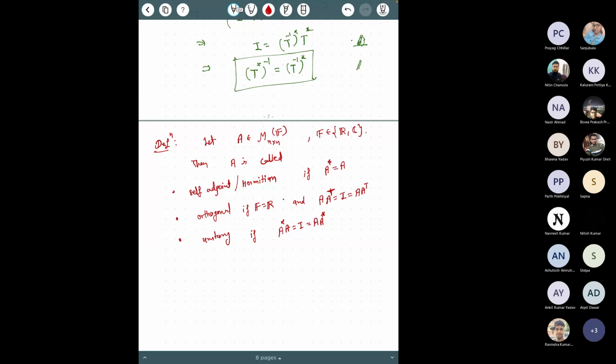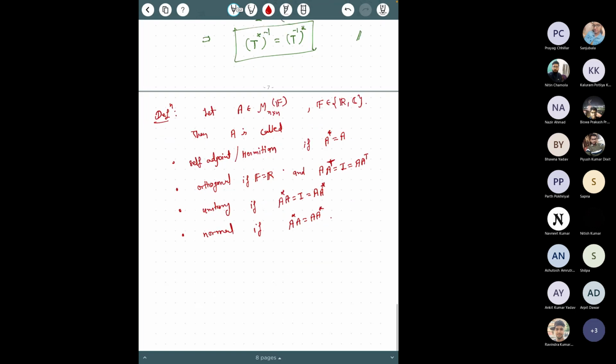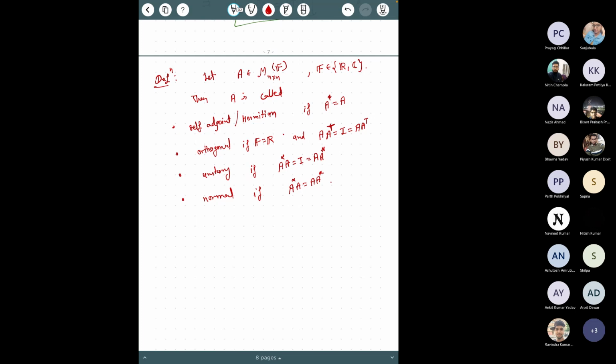So why do I define it differently? Because in some books, when they consider only the real field, the field of real numbers, they use the term orthogonal. And this matrix is called normal if A star A is equal to A A star. Okay. Now this we know for matrices, or at least we can talk about this for matrices because we know the adjoint.